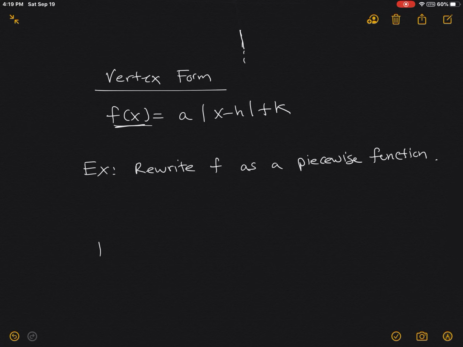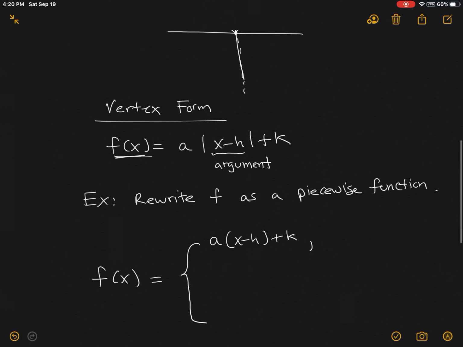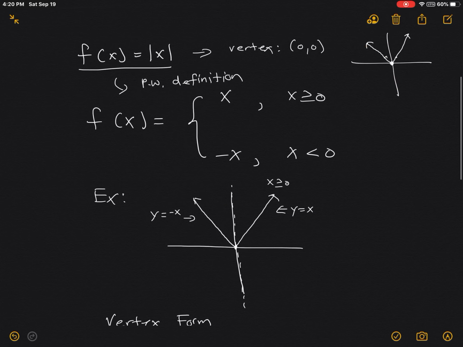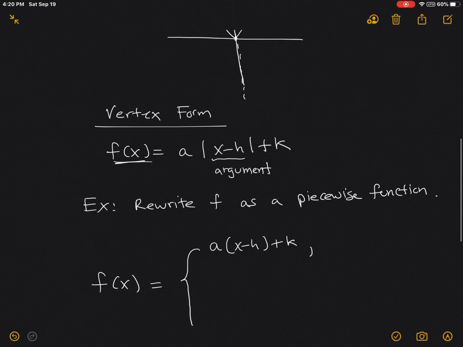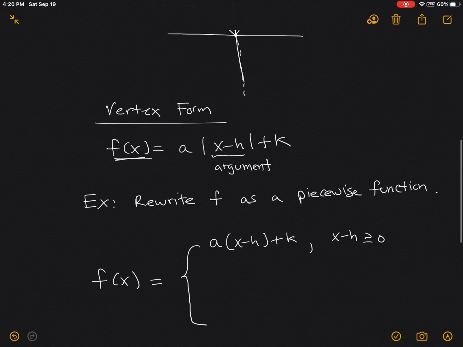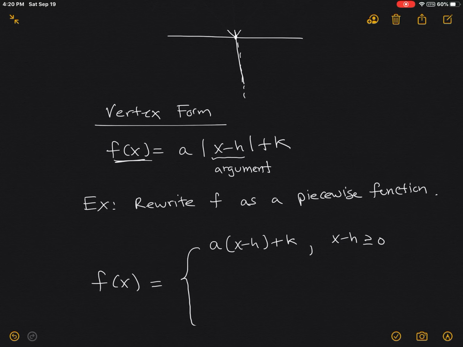Okay, so what I'm going to do is write f of x is equal to, little squiggly line, right? The way I do this is I drop the absolute value symbol. So I'm going to drop it and call it parentheses x minus h plus k. And here's the tricky part, okay? Whatever's on the inside, that's called the argument. I set the argument, based on my definition over here, greater than or equal to 0. So I'm going to set the argument, in this case, x minus h greater than or equal to 0, okay?